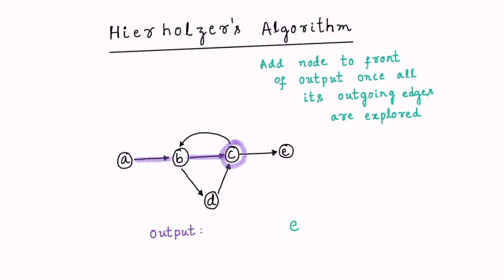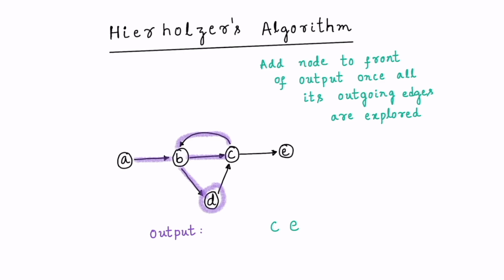From C, there is another outgoing edge to B, so we go to B. From B, there is a second outgoing edge to D, so we go from B to D and D to C. Since there are no more outgoing edges from C, we add C to the output and backtrack to D.